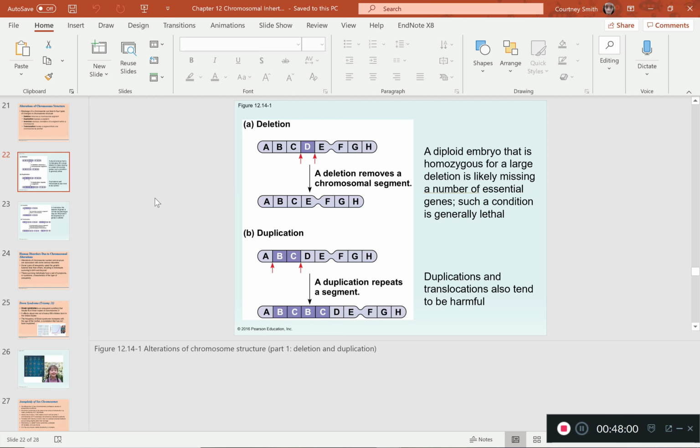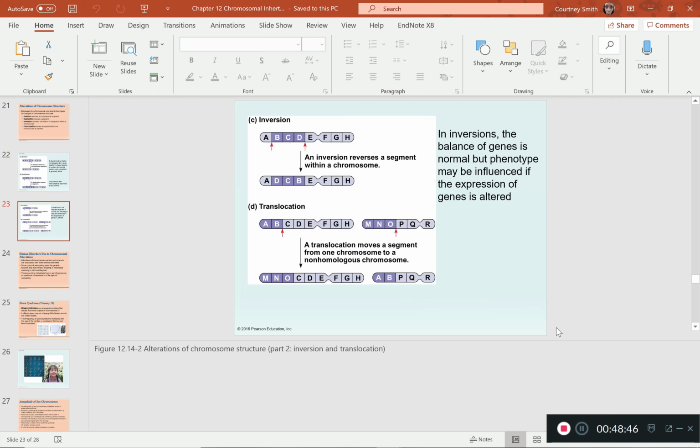Now for duplication, this is exactly what it sounds like. This is where one or multiple segments are duplicated. So in the figure, it shows that B and C are duplicated. So instead of just being A, B, C, D, E, it becomes A, B, C, B, C, D, E. So duplication can also be very harmful depending on how much is duplicated and what is duplicated. And if too much is duplicated, then it can also be lethal because there's too much genetic information. And that can be detrimental to the gamete or as well to the fetus.